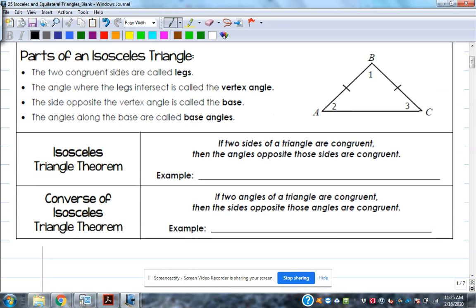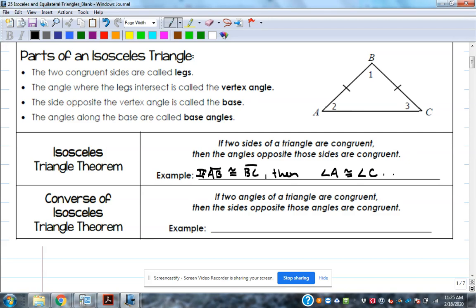Isosceles triangle theorem. If two sides of a triangle are congruent, then the angles opposite those sides are also congruent. So in our picture, for example, if side AB is congruent to side BC, then angle A is congruent to angle C. That's what that says. Isosceles triangle theorem.